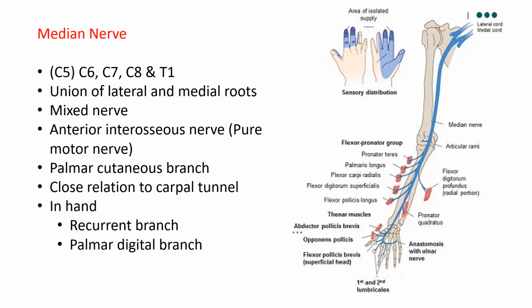So it is formed by the union of the medial and lateral roots of the brachial plexus. And it is a mixed nerve, as we all know, right? It contains both sensory as well as motor components. If you look at this diagram, you can see that in the arm segment, there are no branches that arise from the median nerve. Usually in the upper arm segment, it travels lateral to the brachial artery. It crosses over the brachial artery and comes to lie on the medial side as it reaches the elbow.